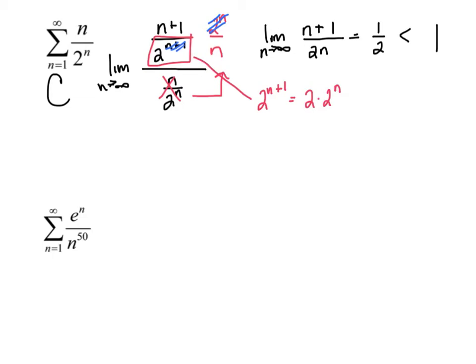All right, the next one, e to the n over n to the 50th. Again, a great opportunity to use the ratio test because we've got exponents. So e to the n plus 1 over n plus 1 to the 50th, divided by the current term, e to the n over n to the 50th.